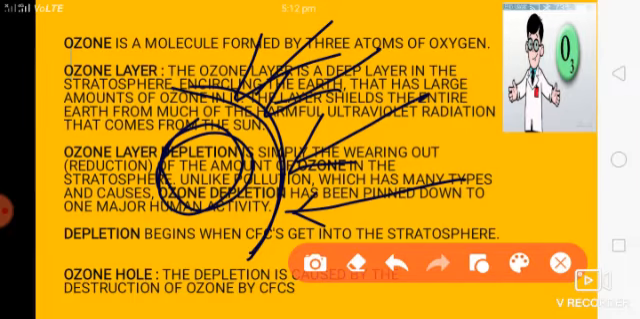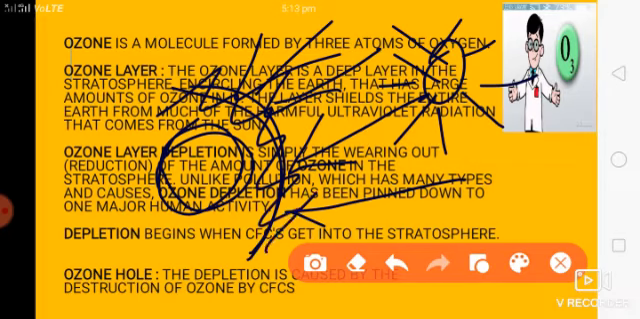And from where are these UV rays coming? From the sun, right? So if this layer gets disrupted, then we'll have lots of problems in our environment, and it can also affect all the ecosystems.